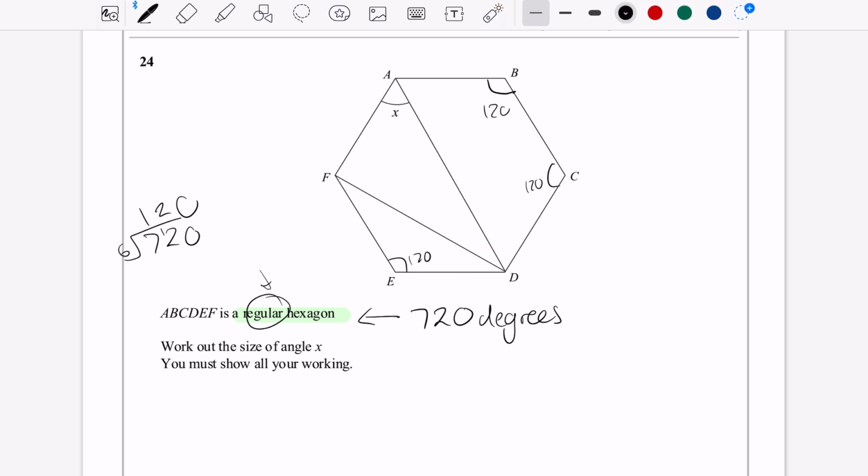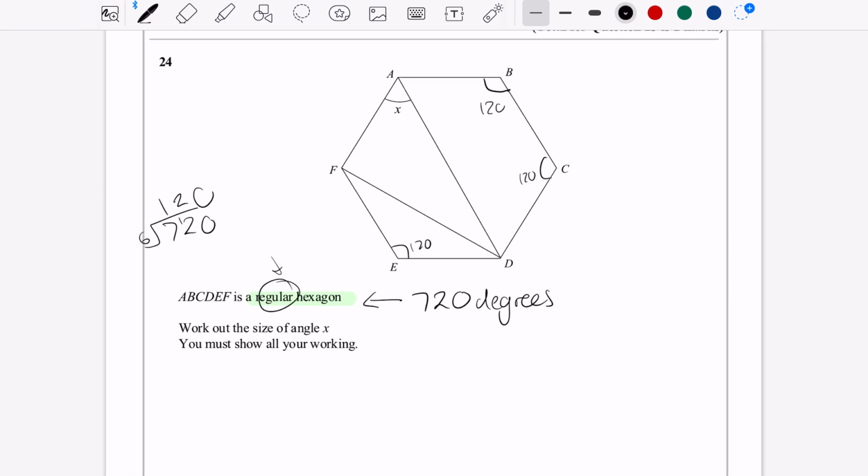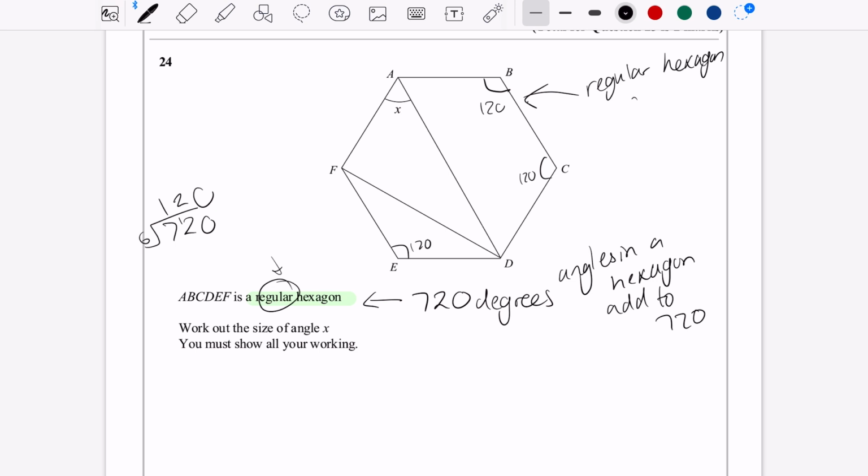So let's do 360. You've got to show all your work in. Sorry, let's not push forward yet. Okay, so when you say show all your work, you need to say how you find things. So angles in a hexagon add to 720. So regular hexagon, all interior angles are equal. Basically, let's just cover all bases.